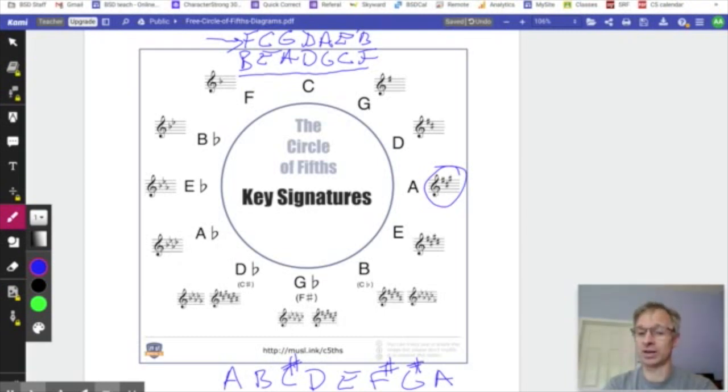You could try this with any key. I'll do one more with you now, and then I challenge you to go and figure this out using any key that you want to play in. So let me erase some things that I just did there.